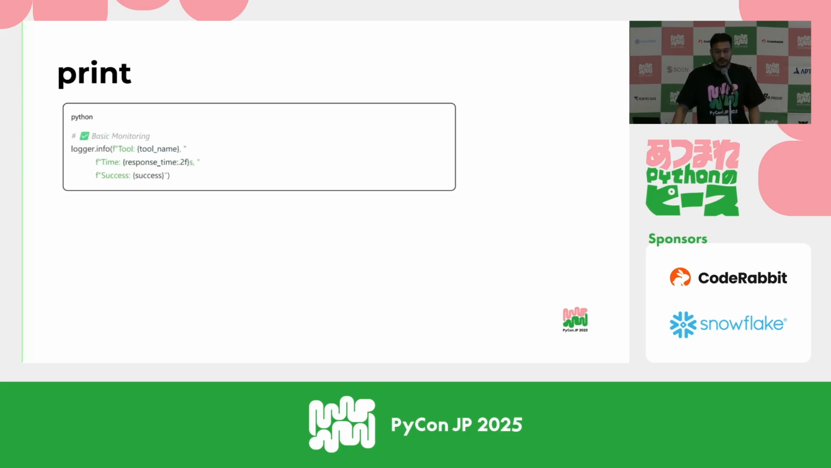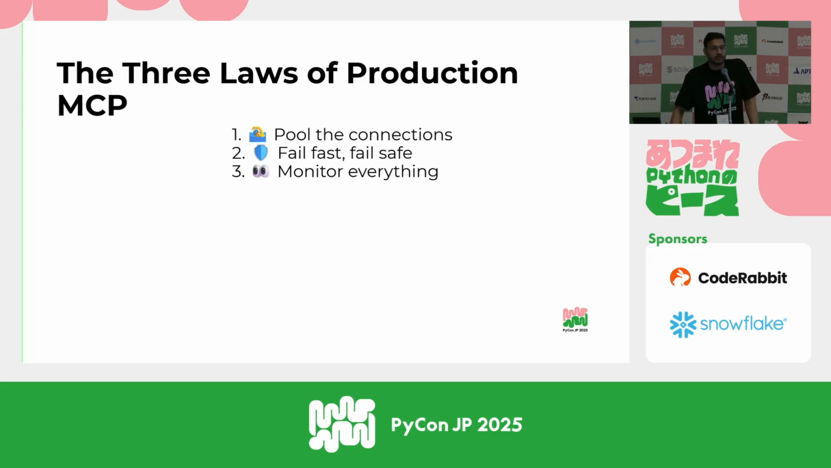With that, the logging part is pretty simple. You can use, and if it's for a bigger purpose, more customers, tools like Prometheus with Grafana for dashboards are a good alternative. In short, the three laws for production MCPs are: pool the connections, fail fast, fail safe, and monitor everything. These are the best practices, or the patterns, that one can follow.